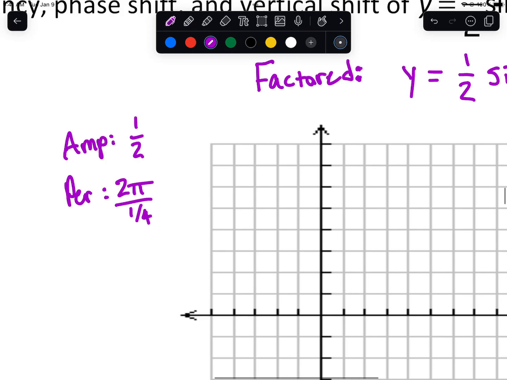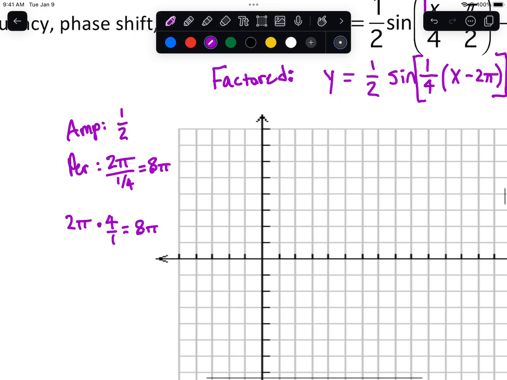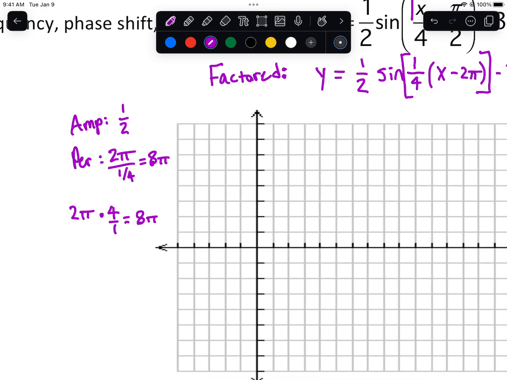We do need to do keep, change, flip again. 2 pi times 4 over 1 would actually be 8 pi. Okay, which means 8 pi, that's pretty wide. You know, if 2 pi is 12 ticks, 8 pi is going to be 4 times that. It's going to be 4 times as wide. So we're going to have to kind of mess around a little bit with the scale, unfortunately, on this. Occasionally it'll happen once or twice in the homework.